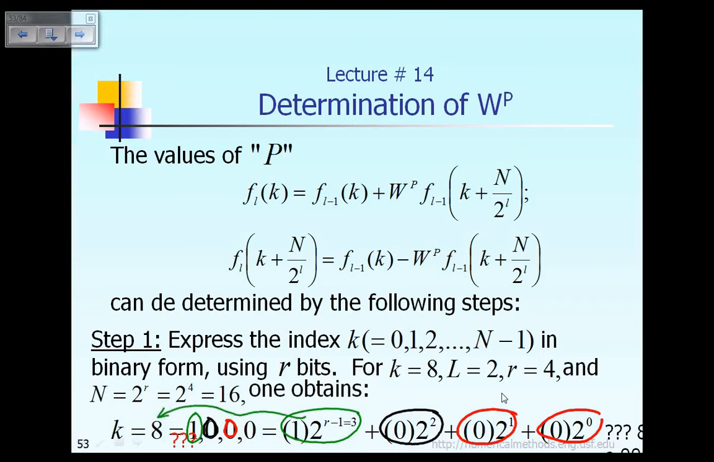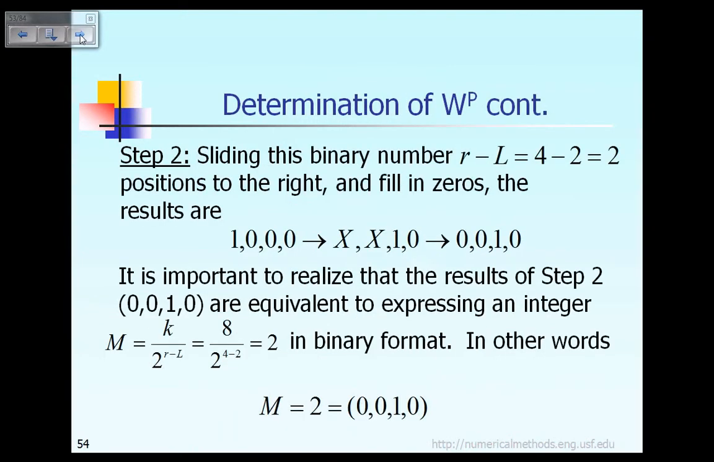So, to make the story short, any index k that you want to compute, let's say k equal to 8, we can express that in the binary form using r bits. So in this case, 8 is the same thing as 1, 0, 0, 0. Okay. The next step, which I call step number 2, we slide this binary number by r minus l positions to the right. Now, what does that mean?